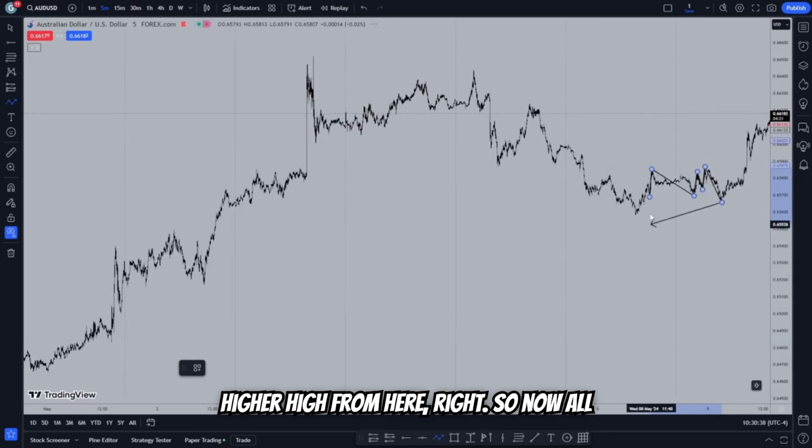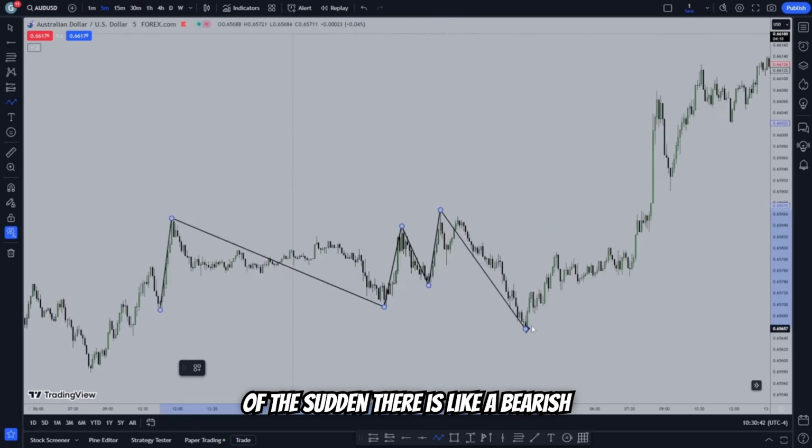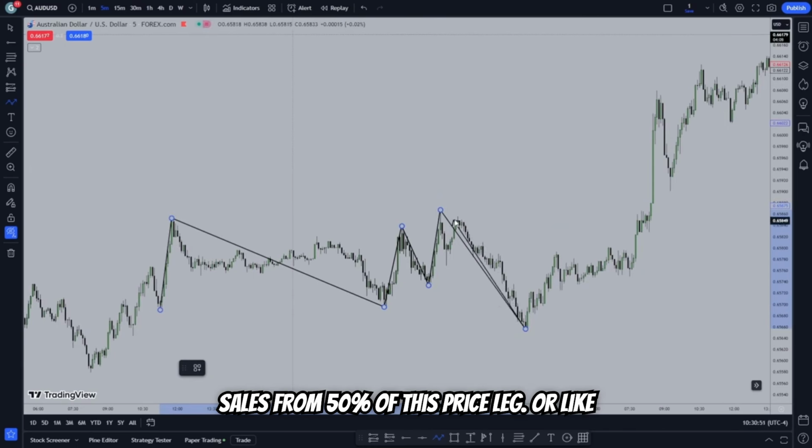It was creating a higher high from here, right? So now all of a sudden there is a bearish move. After seeing this, a normal trader will think that this is a change of character, and he will look for sells from 50% of this price leg, or he will look for sells from these 2 candles over here, thinking that these 2 candles are a supply zone.